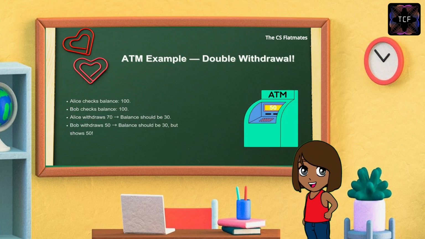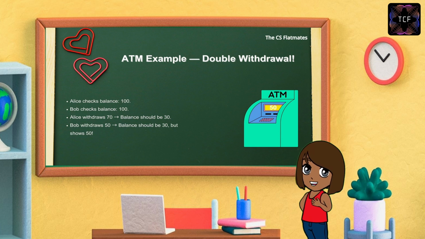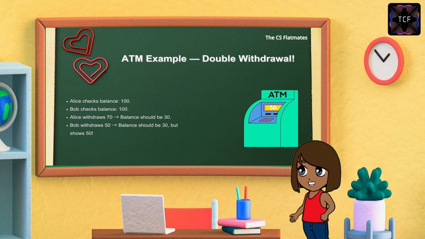Let's go back to the ATM example. Without synchronization, Alice and Bob both check the balance equal to 100 rupees. Alice withdraws 70 rupees. Then the balance should be 30 rupees. Bob withdraws 50 rupees. Then the balance should be 30 rupees, as withdrawing 50 rupees is not possible from 30 rupees. But since Bob checked before Alice's transaction was recorded, the balance might wrongly show 50 rupees.